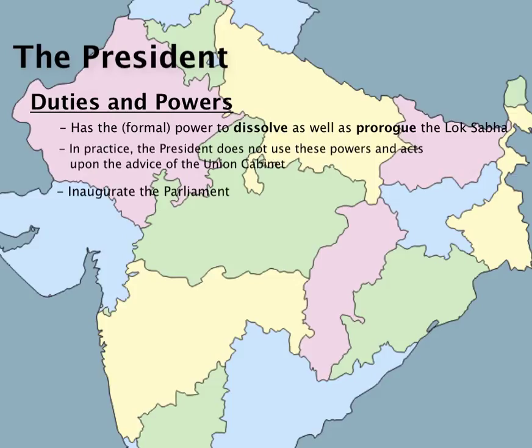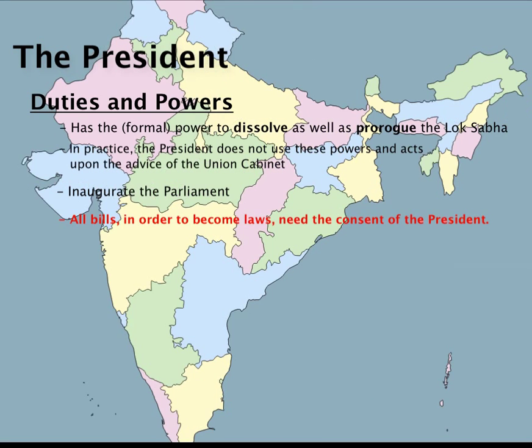All bills passed through the parliament need the consent of the president before they can become a law. So let's say, for example, a bill regarding the introduction of a new law is proposed in the Lok Sabha. If the Lok Sabha votes and clears the bill, and the Rajya Sabha also gives its consent to the bill, then it goes to the president for his consent. Only after his approval can this bill become a law.